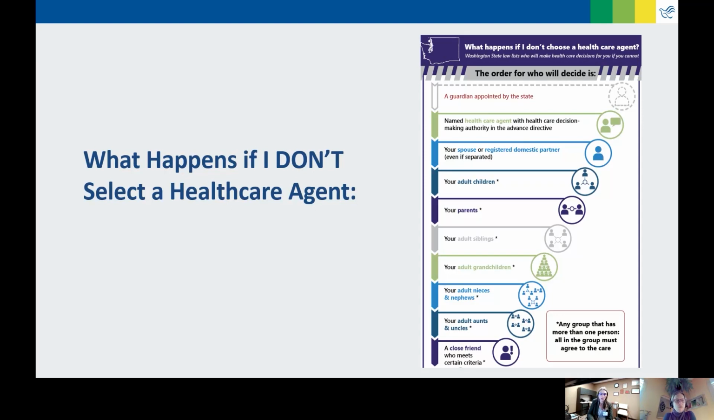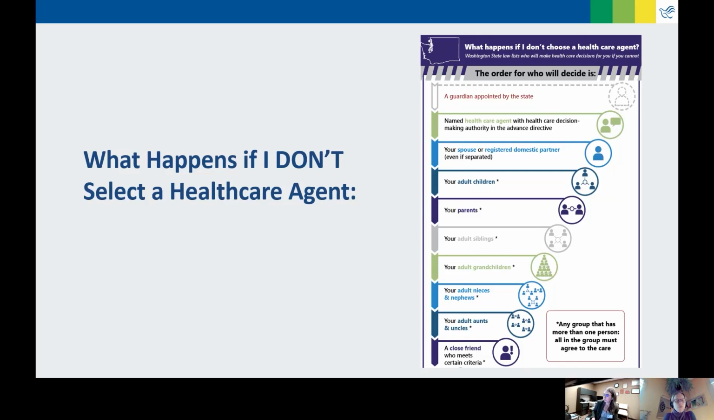If you don't have a spouse or registered domestic partner, it then goes to your adult children. And from there, it goes down the list to your parents, your adult siblings, adult grandchildren, adult nieces and nephews, adult aunts and uncles, and then lastly is a close friend who meets certain criteria. What you'll see, there's a little asterisk for all of those groups. And here in Washington, the law is written that any group that has more than one person, all parties in the group must agree to the care.